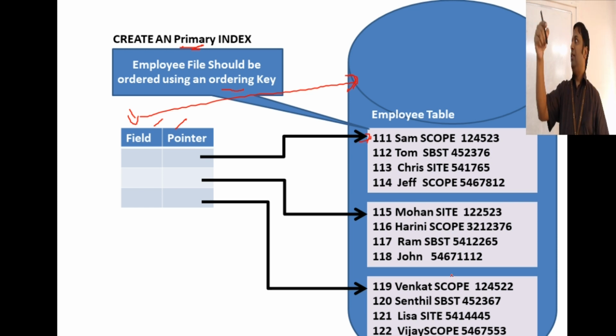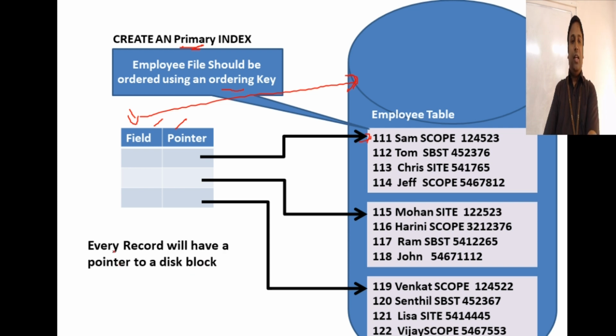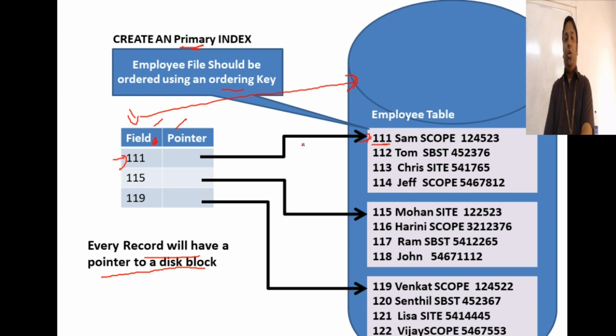So the number of entries in this will be the number of blocks you have. And what is this? Every record will have a pointer to a disk block. So that's what it means. And what do you mean by this field here? The field there is nothing but you go to the block, go to the first record, take this value, give it an entry here. You go to the next block, the value of the ordering key in the very first record will be moved to your index. Likewise, in this block, the very first record, the ordering key value will be moved to your index. And this file, you call that to be an index file.